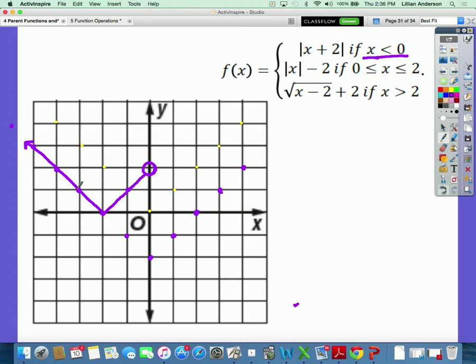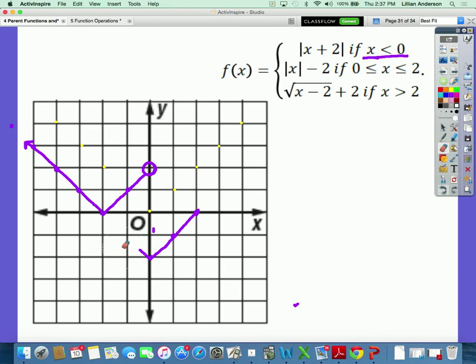If you notice, I'm going to overlap with this part. But I only want the ones that are from 0 to 2. So from x equals 0, which is right here, to 2. So I only want this portion. So I'm going to erase everything else.